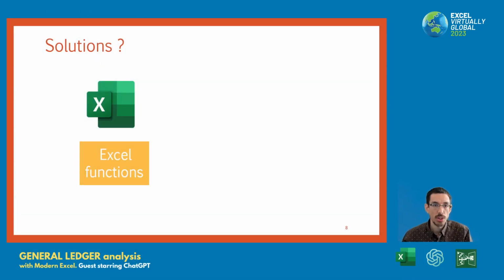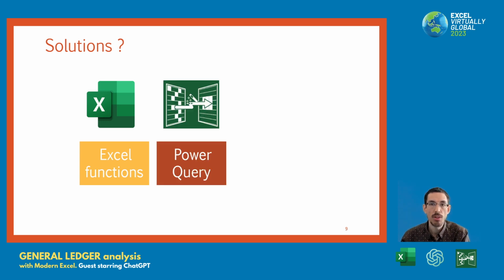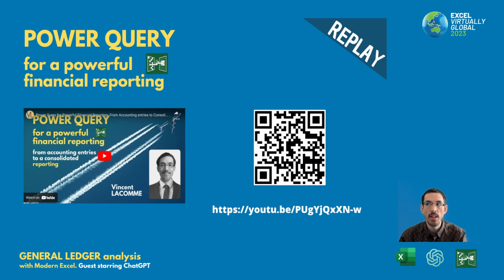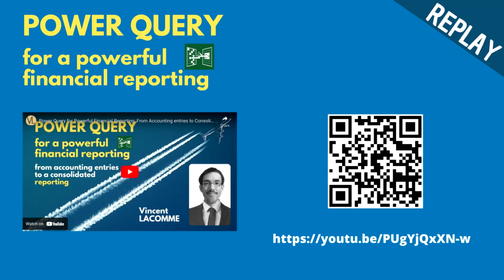What are the solutions to work on this Excel file? As I said, you could do it manually with Excel functions to clean it up. Another way is to use Power Query, and I've already talked about this at the Excel Virtually Global 2021 session, where I used this precise general ledger as an example, and I showed how you could transform your data into something usable. This session can be watched on YouTube as a replay. You have the link here.